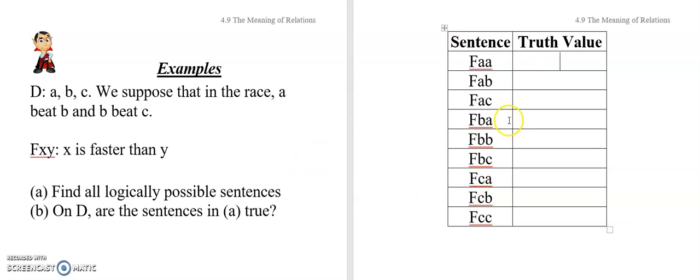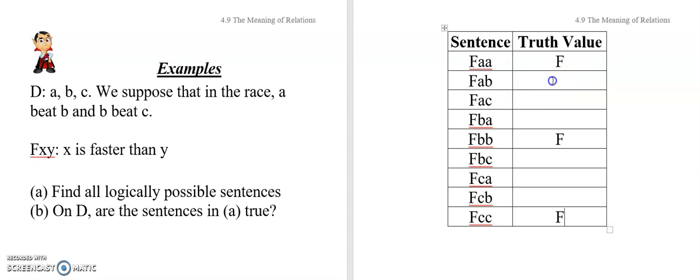Okay, so let's go through it together. Let's just say for the sake of argument that nothing is faster than itself. So all of these are going to be false. This one, and this one. Everything is as fast as itself, so nothing is faster than itself. All 3 of these sentences are false.